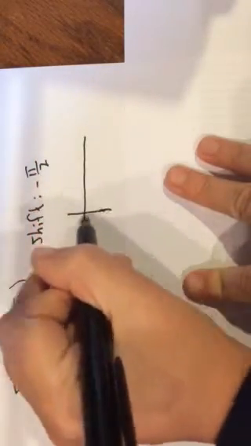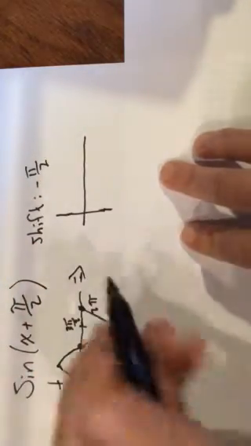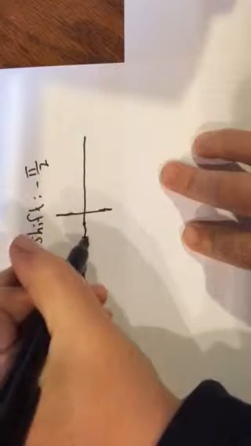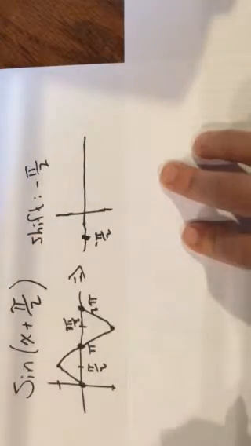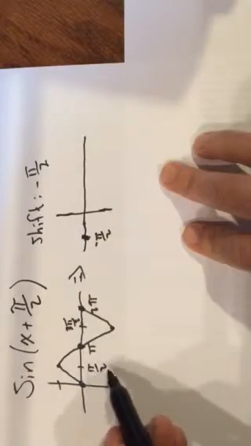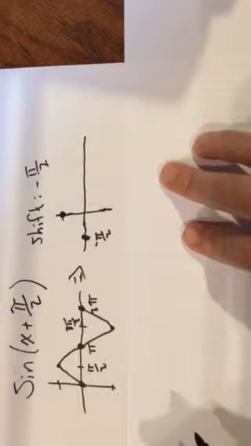Meaning I'm just going to move every point left pi over 2. So I'm going to subtract pi over 2 from every point. So 0 minus pi over 2 would be negative pi over 2. So it's going to start off there. Pi over 2 minus pi over 2 is 0. So that's where it's going to hit the highest.